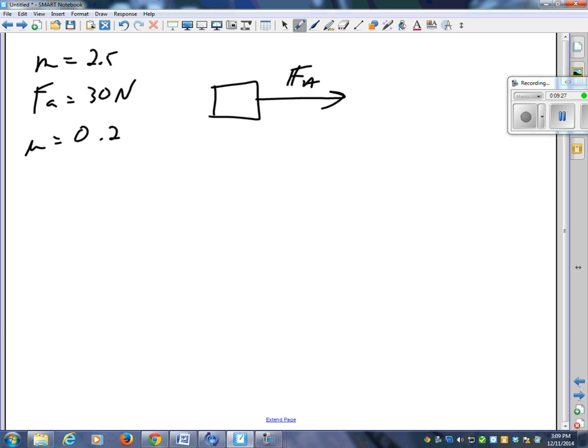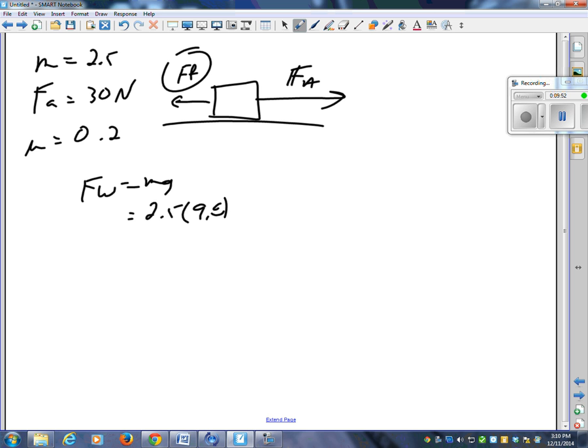Applied force, friction force. I drew the applied force bigger. Why did I do that? Because it is bigger. How do you know? Because it's accelerating, right? So the way to get the acceleration is to find the net force. Okay, so we really need to find out what the friction force is. Start by finding the weight force. Mass times gravity. So 2.5 times 9.8, 24.5? Yeah.